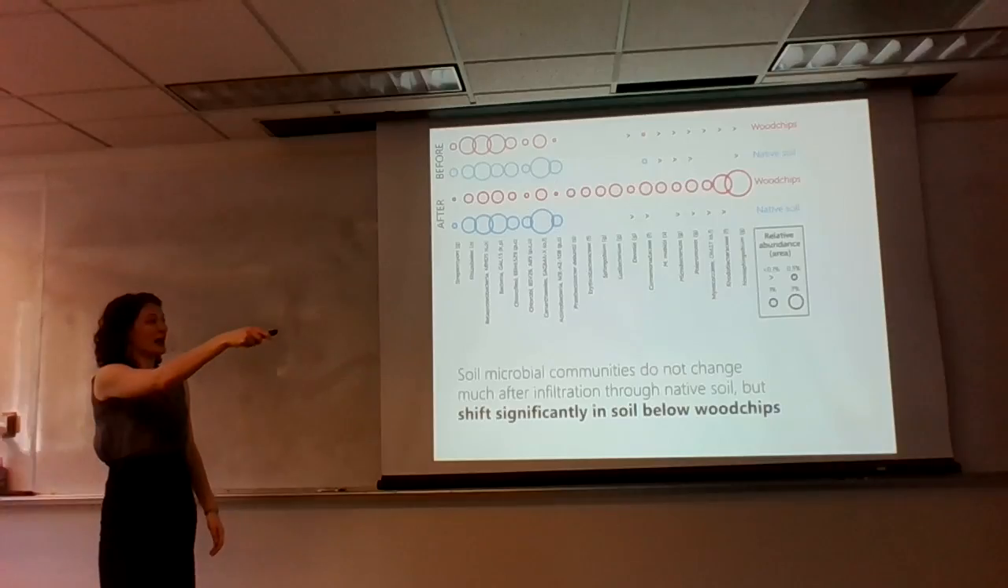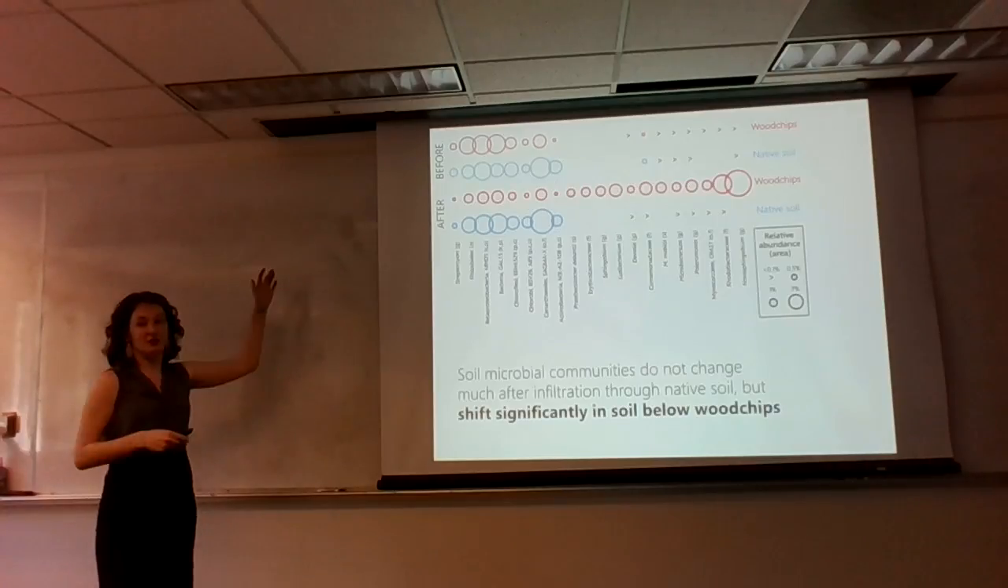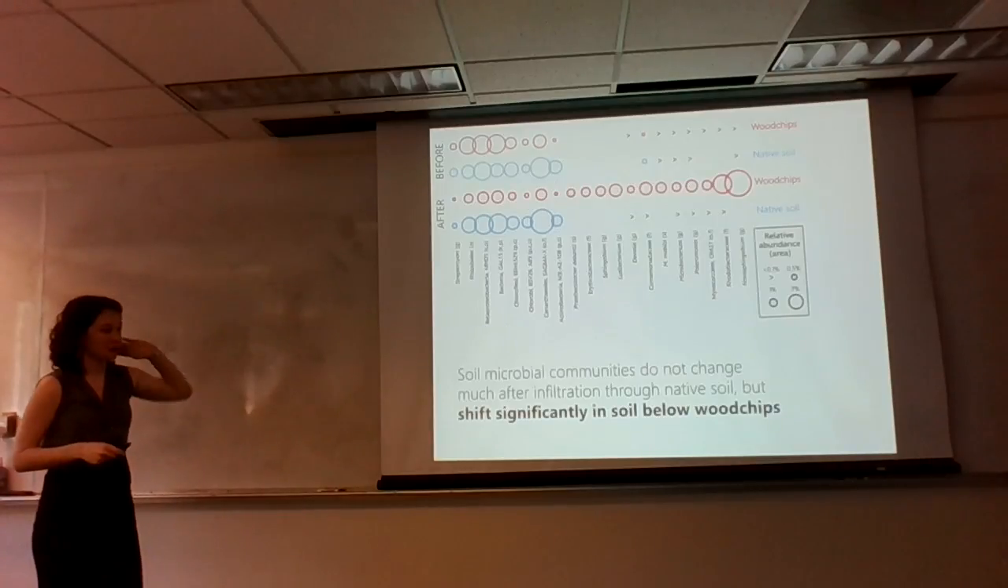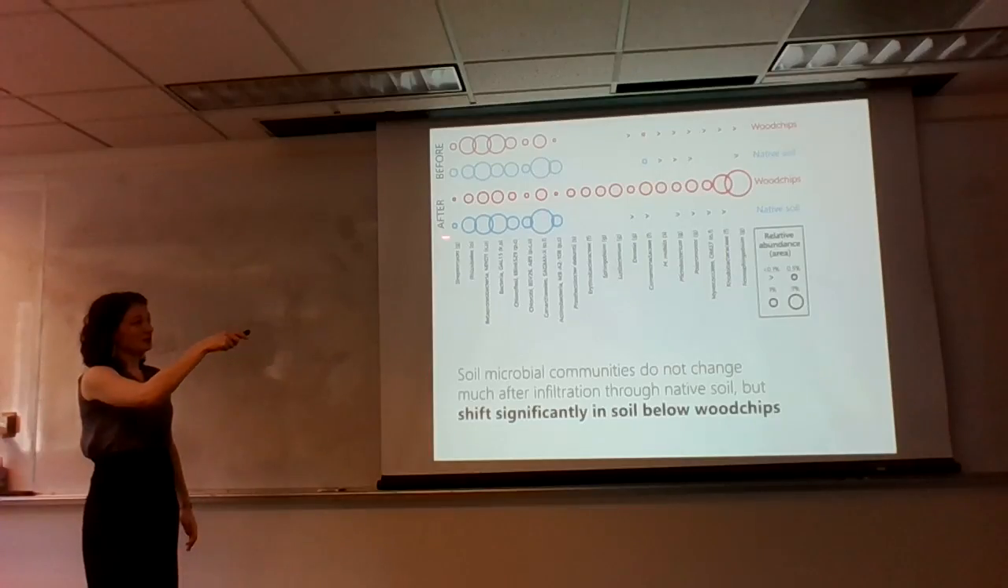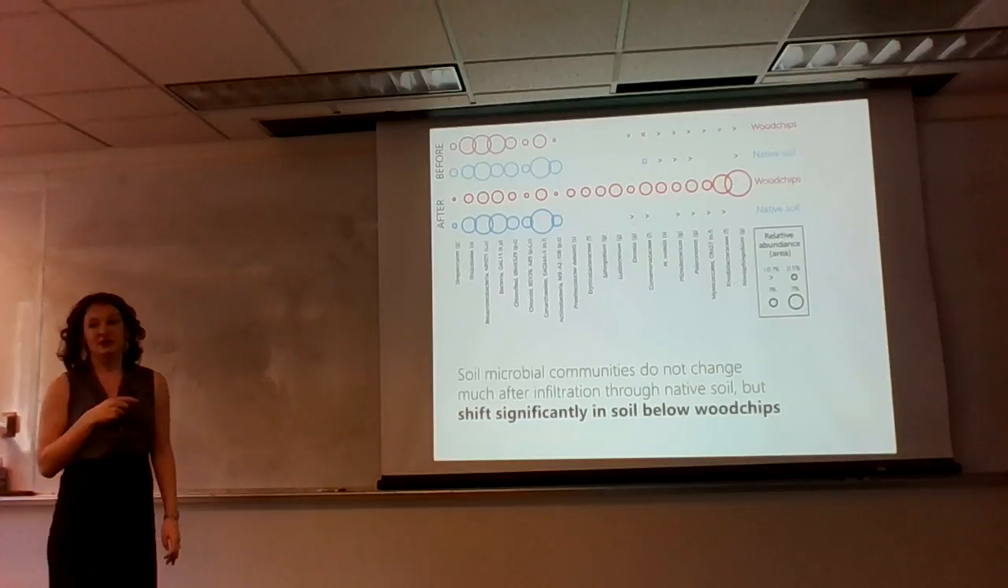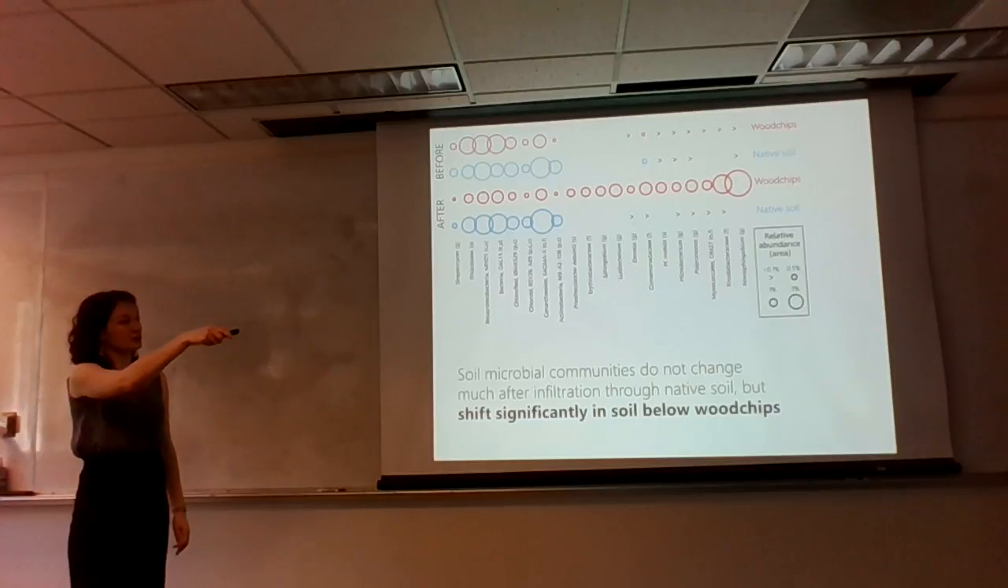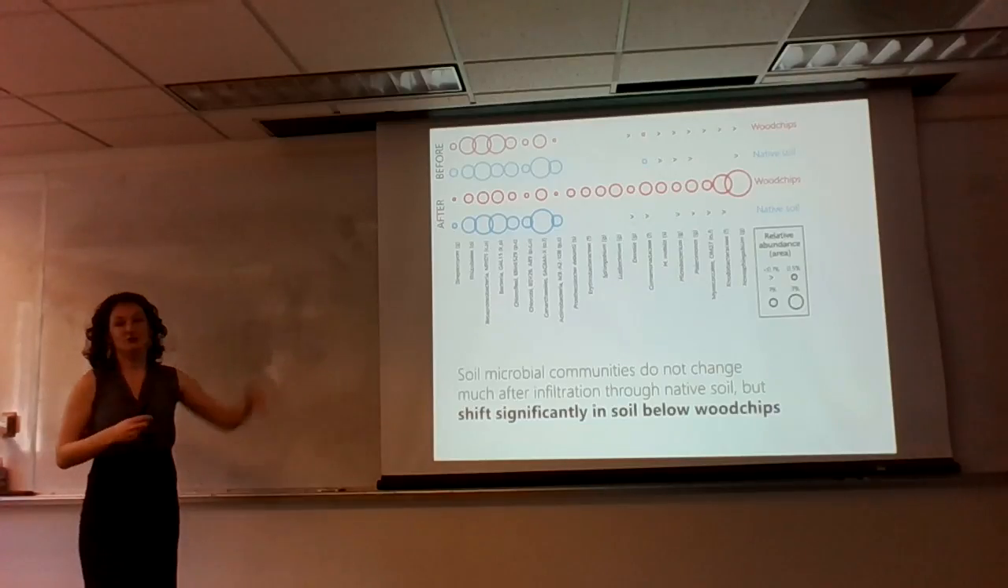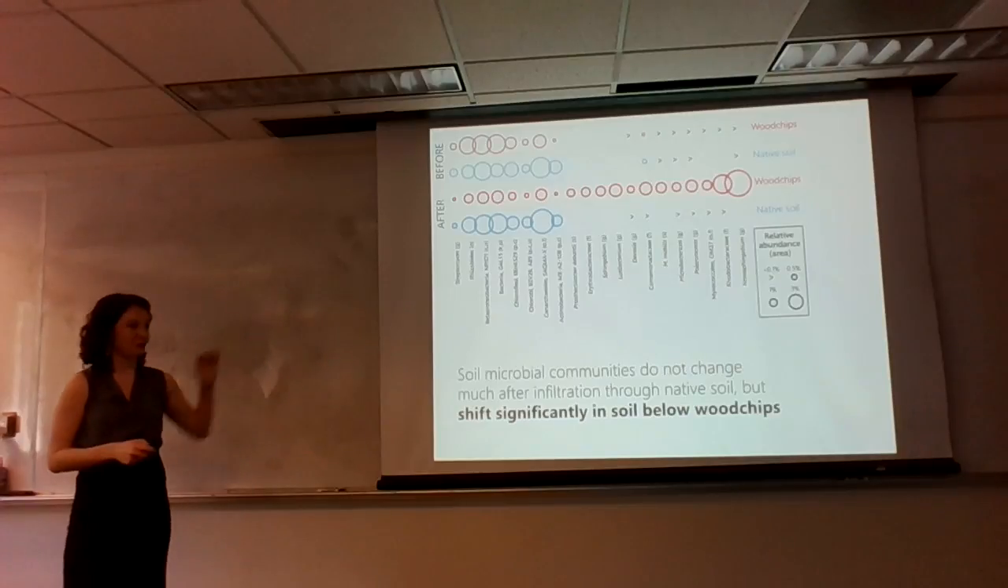Now I've added data for after infiltration, again with the wood chips in red and native soil in blue. For native soil, there doesn't appear to be a large shift in relative abundance after infiltration. But below the wood chips, there is a large shift, and in particular, these groups towards the right-hand side are enhanced relative to the relative abundance before infiltration.